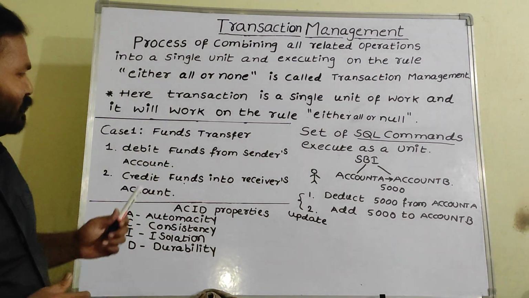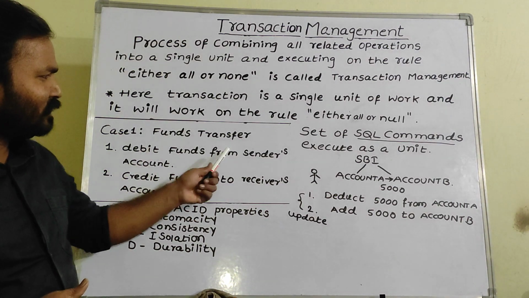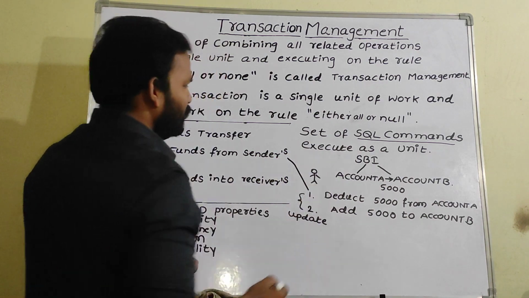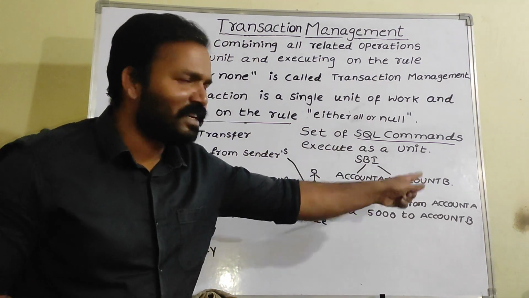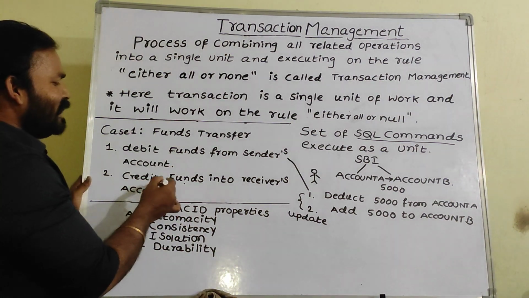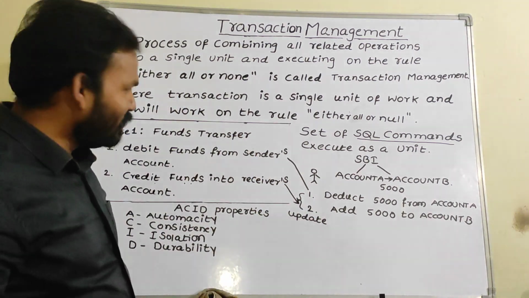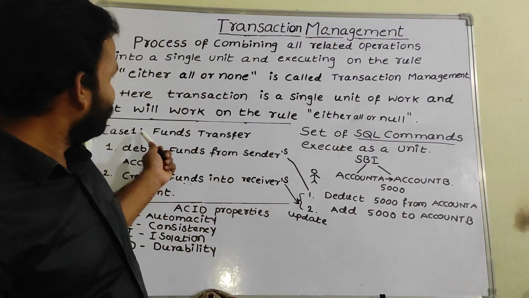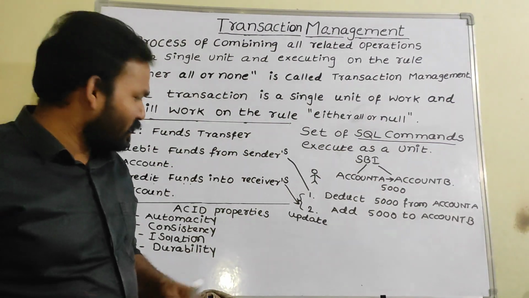What is the first operation here? Debit funds from the sender's account, nothing but deduct 5,000 from account A. The next operation is credit funds into the receiver's account. So these are the operations that should be performed in this case, funds transfer.